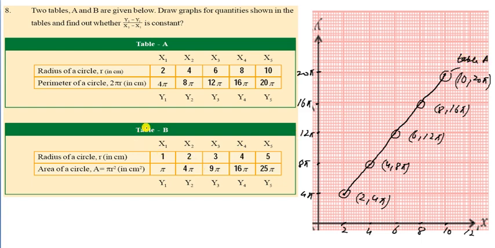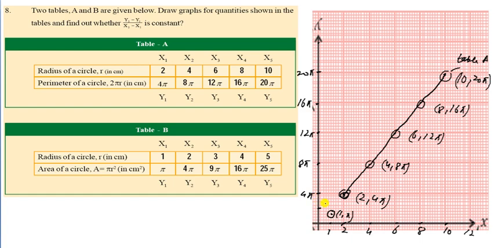Now similarly you can plot with the help of table B. Similarly, you have to plot. So 1 pi. So you can say it is 1. And here it is 4 pi, that is 2 pi, and this one is 1 pi. So 1 and pi. The second one is 2 and 4. It is given here, so you can plot a double line.